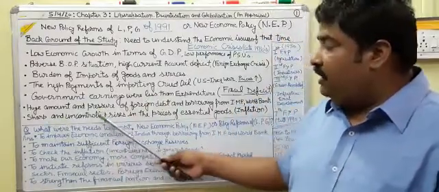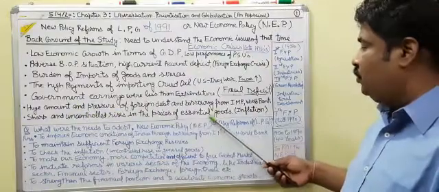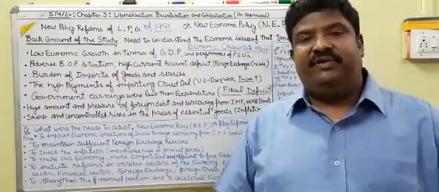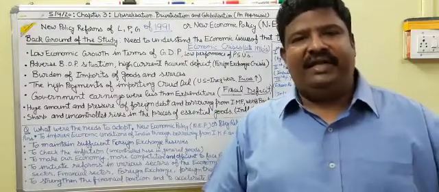And the sharp and uncontrolled rise in the price of essential goods, meaning inflation. When there is an uncontrolled rise in the price of general goods of daily use, then it is called inflation.